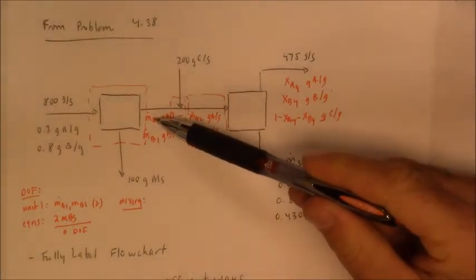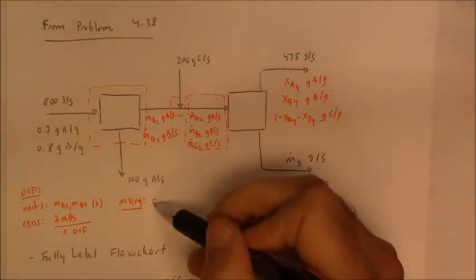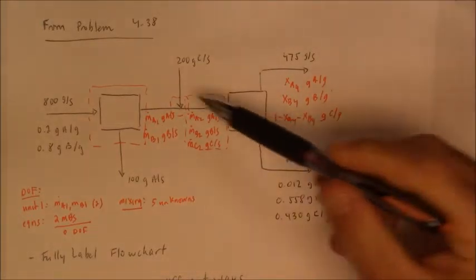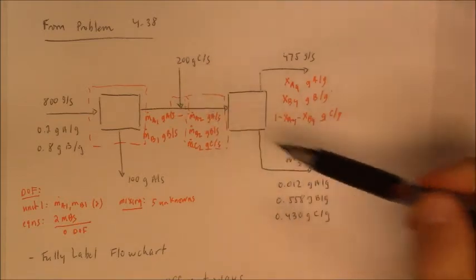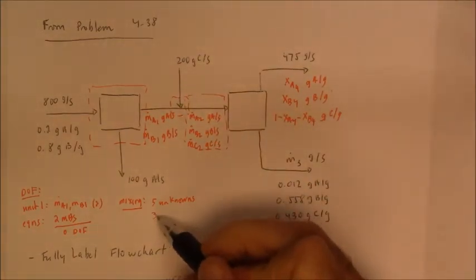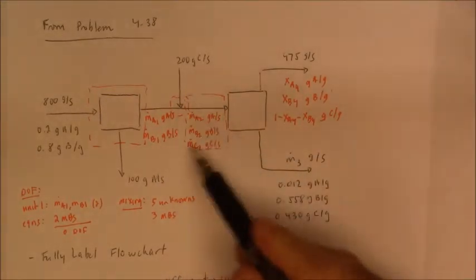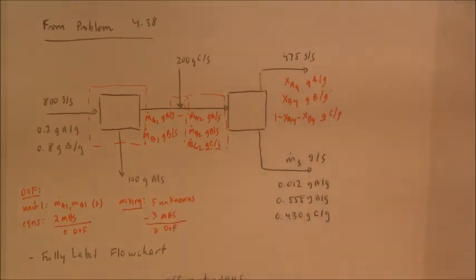Okay, we have MA1, MB1, MA2, MB2, MC2, so we have 5 unknowns. And then in terms of equations now, here we have 3 species. We introduced species C to the process, so we have 3 material balances. We have no physical constraints because we didn't label in terms of composition. So this would give us 2 degrees of freedom.